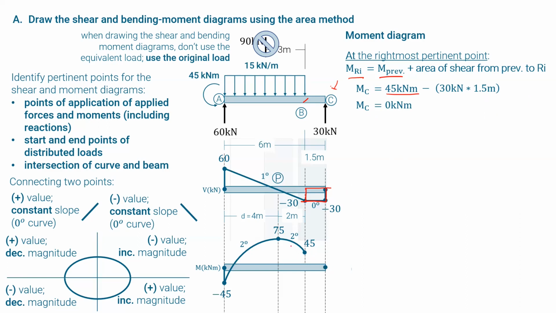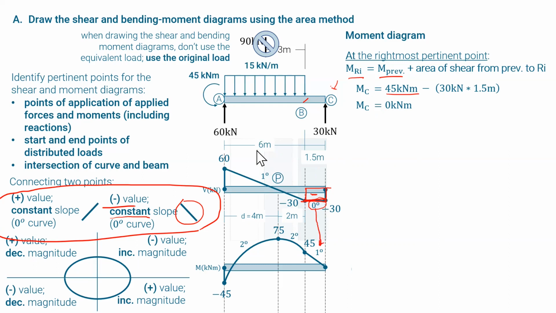But, you have to connect, no, these 2 points. So this is a 0-degree curve. This is a constant slope, no? So ito yung case na gagamitin. Ito yung guide na gagamitin natin. So constant slope, tapos titignan mo, positive or negative value? Negative kasi nasa baba siya ng beam, so ganito dapat yung itsura niya. Okay? Yan. And this is 1 degree. Or you simply connect it linearly, no? Kasi alam mo naman na 0 plus 1, 1-degree curve siya.